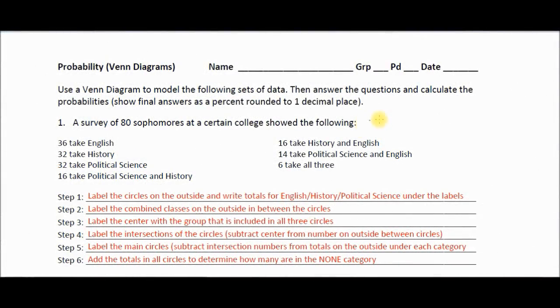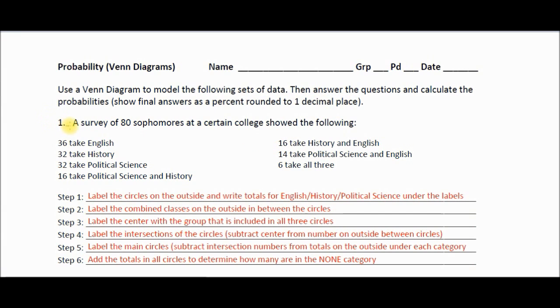This is the video that goes together with your Venn diagram assignment, practicing how to handle Venn diagrams. Let's take a look at the instructions. Use a Venn diagram to model the following sets of data. Then answer the questions and calculate the probabilities. Show your final answers as a percent rounded to 1 decimal place.